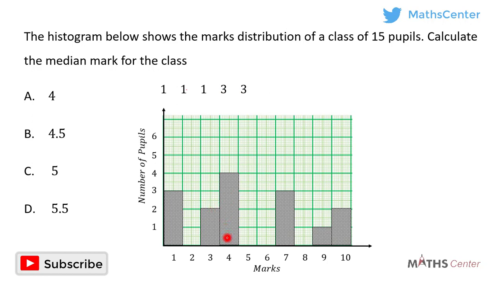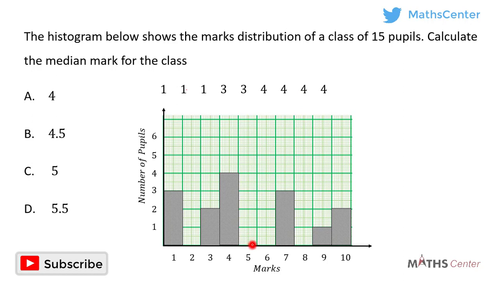The next one is 4. The number of students who scored 4 is 4. As you can see, the height of this bar is at 4. So it means that 4 students scored 4. So let's list that here. We have 4, 4, 4, 4.